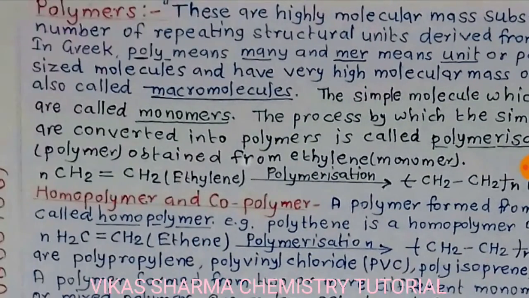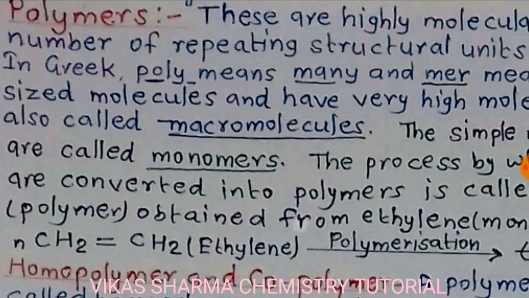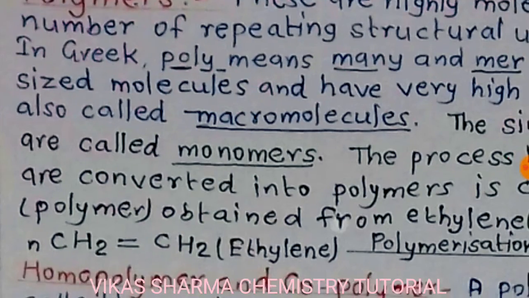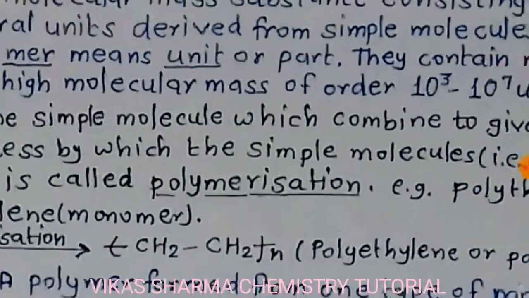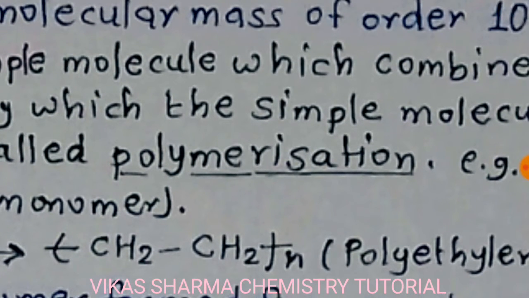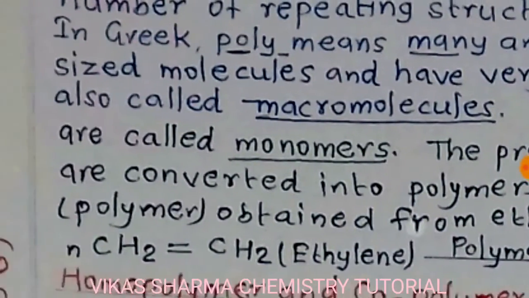Student, keep this in your mind. When you show the monomers, put a small n on the left-hand side as a subscript, and when you show the polymer long chain, make a small bracket with a line through it and on the right-hand side put the n value. This means these are the polymer and this is the monomer.